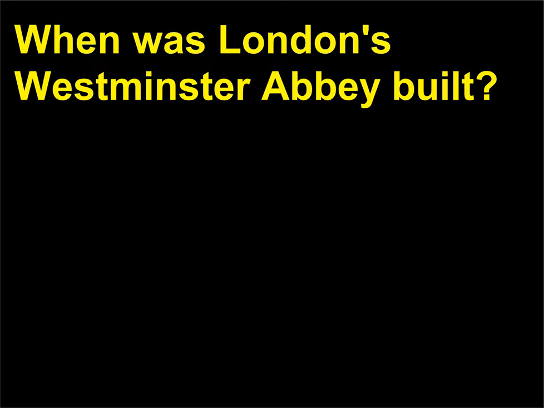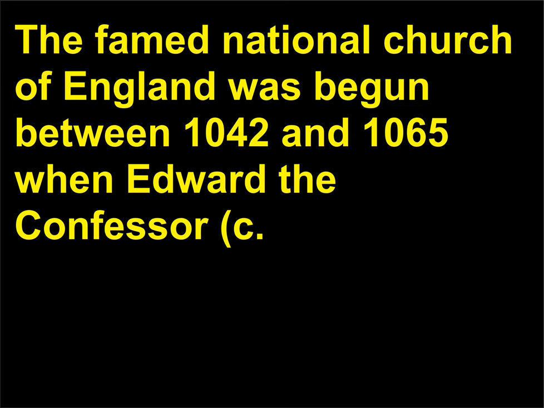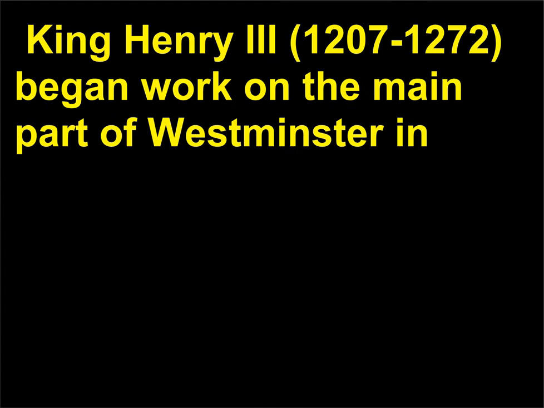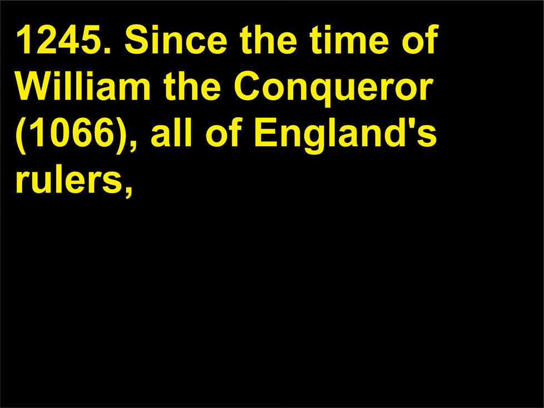When was London's Westminster Abbey built? The famed National Church of England was begun between 1042 and 1065 when Edward the Confessor, c. 1003 to 1066, built a church on the site of the abbey. King Henry III, 1207 to 1272, began work on the main part of Westminster in 1245.